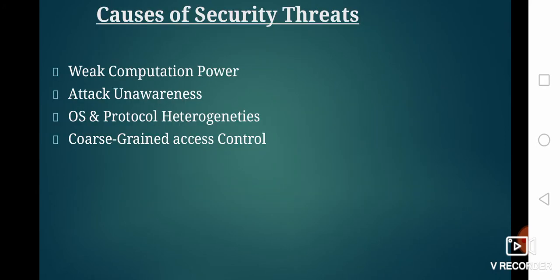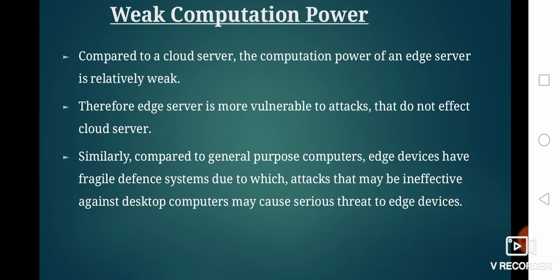These are the causes of security threats: weak computation power, attack unawareness, OS and protocol heterogeneities, coarse-grained access control. Let's get into the first one. Weak computation power. In edge computing, the computation power is usually weaker than the cloud. So the edge server is more vulnerable to attacks, and edge devices have a flexible defense system, due to which attacks which may be inefficient against some computers may also cause serious threats to the edge devices.